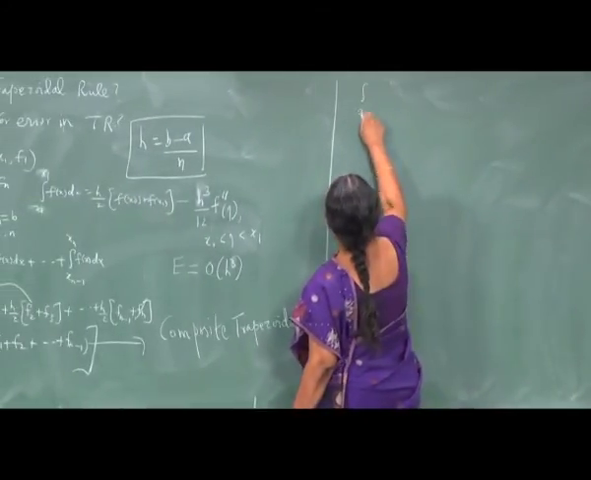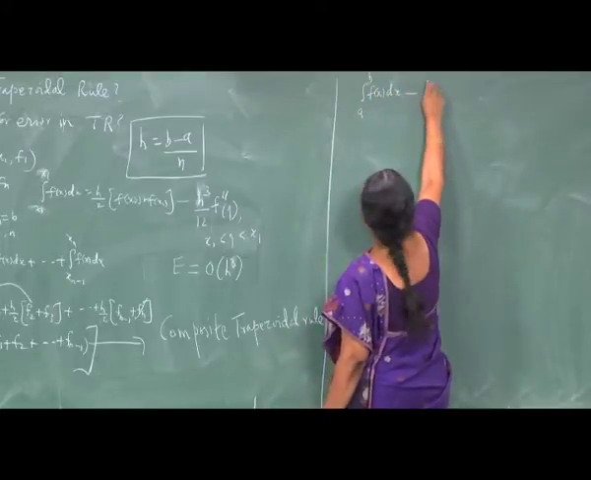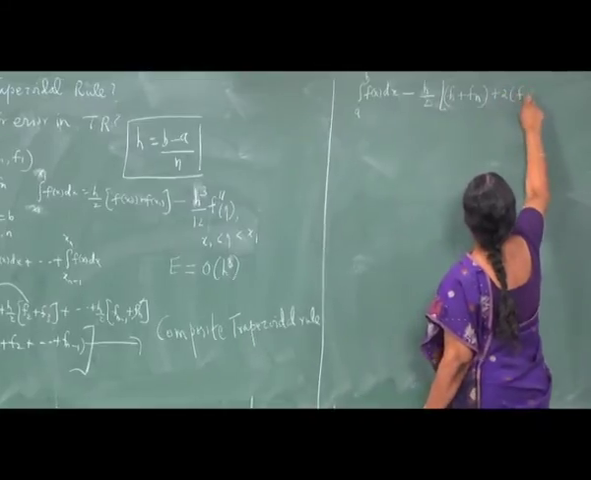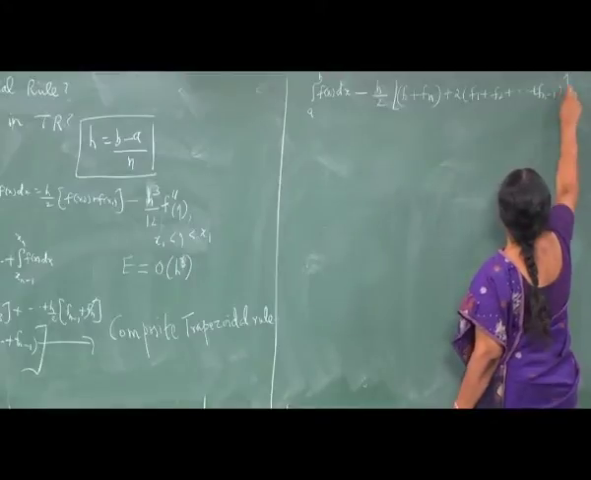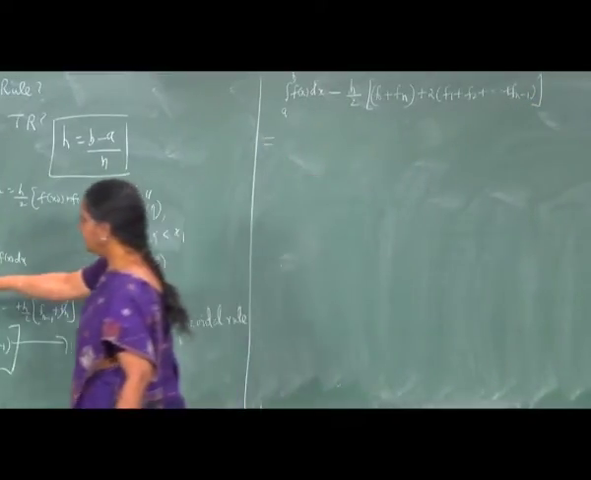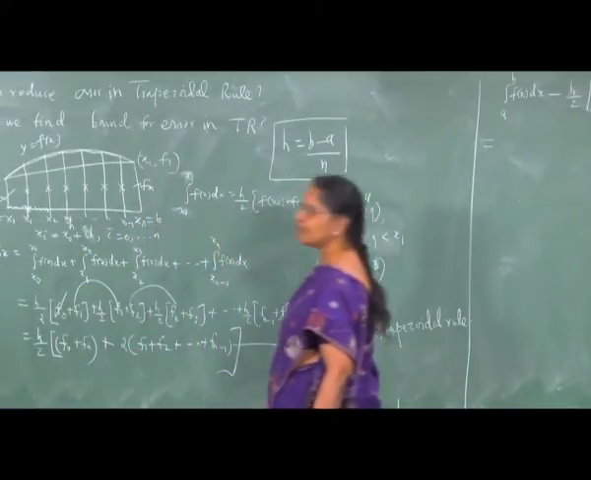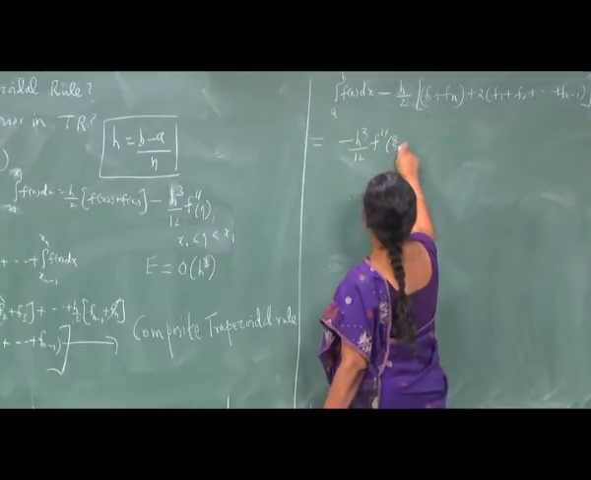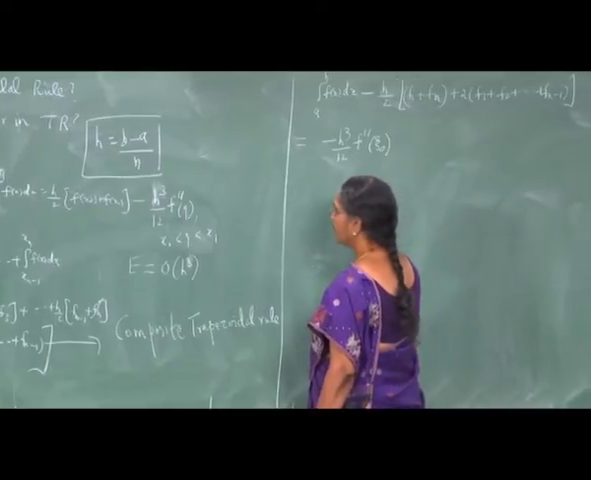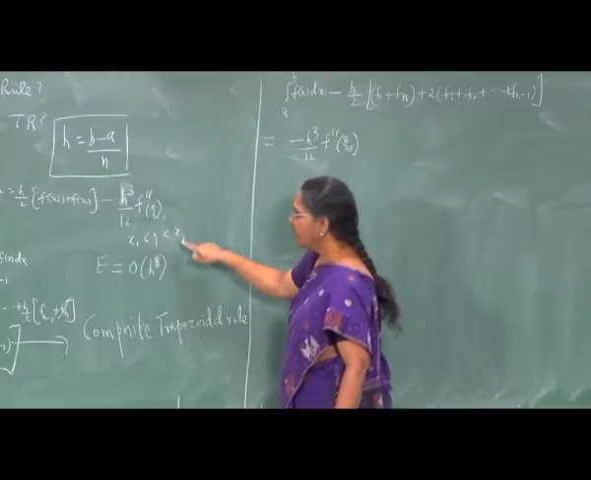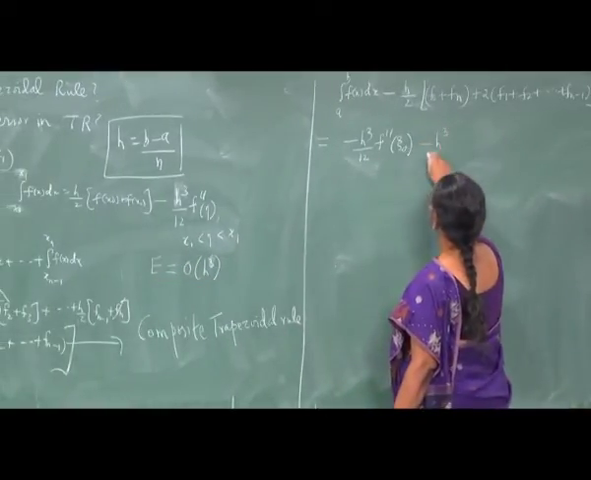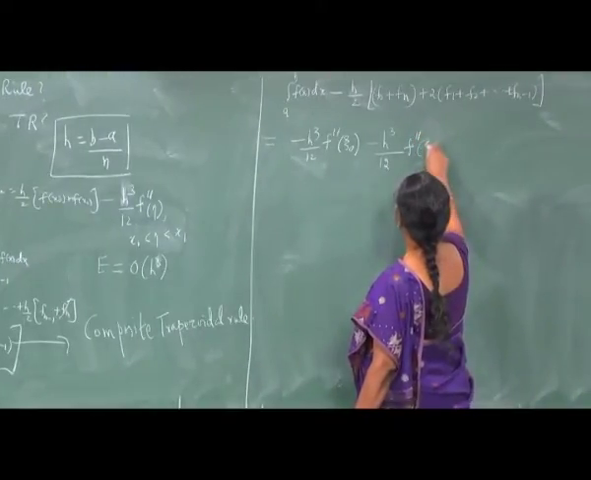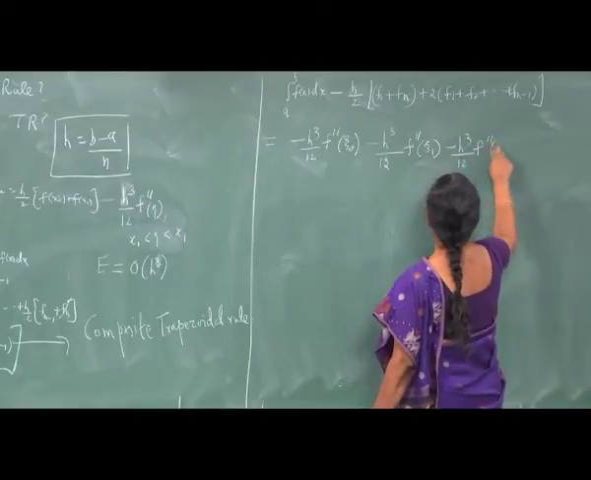So, integral a to b f of x dx minus the trapezoidal rule h by 2 into f naught plus f n plus 2 times f 1 plus f 2 plus etcetera plus f n minus 1 will be equal to the error that is incurred in evaluating the first integral between x naught and x 1. What is it? We have minus h cubed by 12 into the second derivative at some, say, psi naught, where psi naught lies between x naught and x 1. Then the next interval is x 1 to x 2. So, the error incurred is minus h cubed by 12 into f double dashed at psi 1, minus h cubed by 12 f double dashed at psi 2.